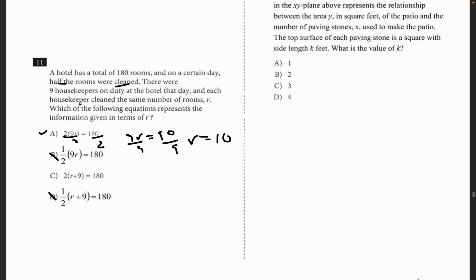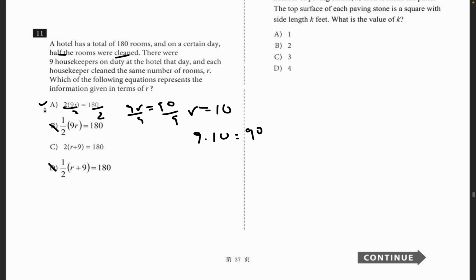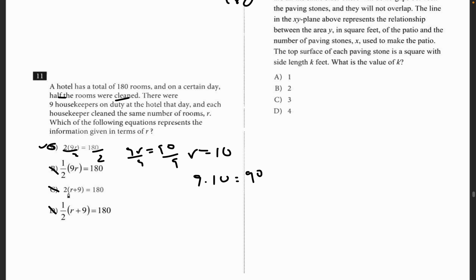So that means that there were 9 housekeepers, and each housekeeper cleaned the same number of rooms. If there were 9 housekeepers, 9 times 10 gives you 90 rooms cleaned. And that is true, half of the rooms were clean because each housekeeper cleaned the same number of rooms. One cleaned 10, the other cleaned 10, the other cleaned 10, and then you get 90. So it's A. This one, no, it's not r plus 9. That doesn't make sense. They would clean 81 rooms.